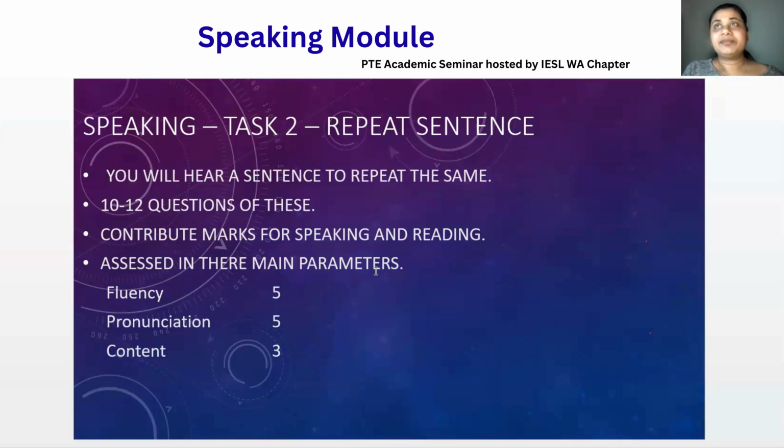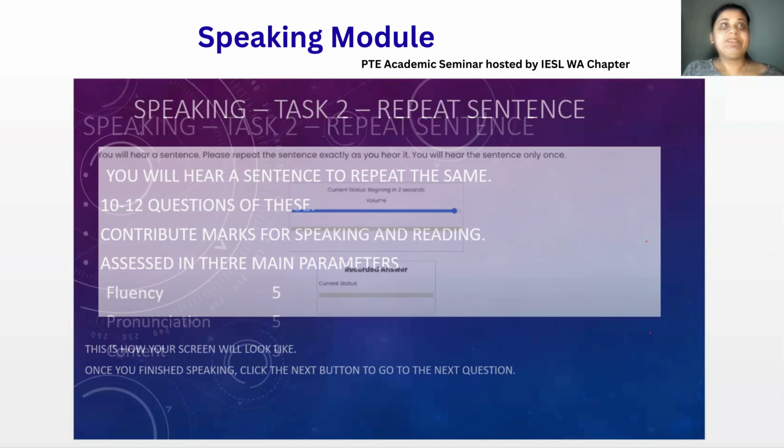Another special thing is do not stay silent for more than 3 seconds. Otherwise, the mic goes off. That's really important. Be mindful about that when you practice also. You will be given roughly 10 to 12 questions for this repeat sentence type. Marking criteria: fluency 5 points, pronunciation 5 points, content 3 points. I will explain why they give 3 points here and how you can score full marks or closer to 2 points.